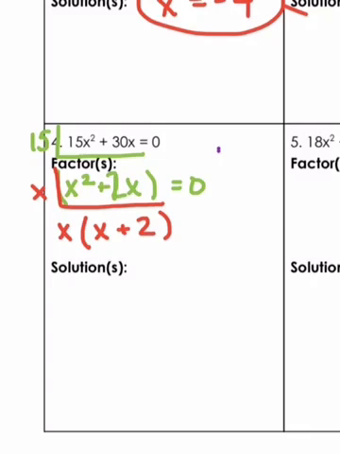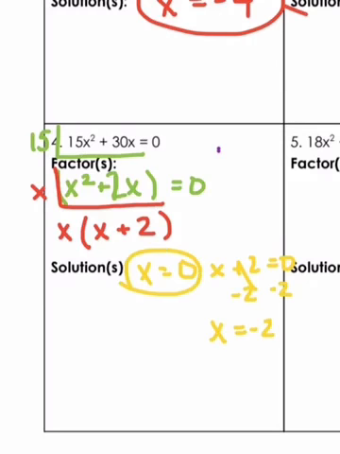I can take each of those factors and set them equal to 0, and solve. So your solutions are x equals 0 and x equals -2.